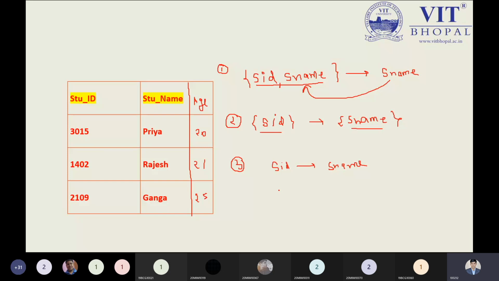Next point we can say, if student name is the determinant of age, it means age depends on the student name. So we can see over here. By applying these two functional dependencies, we can say student ID is the determinant of age, it means age depends on the student ID. So this is an example.